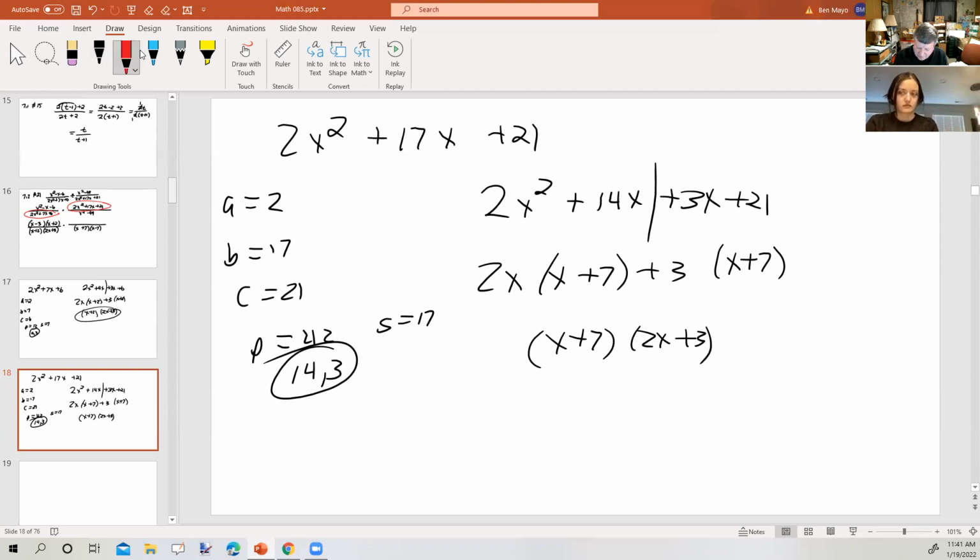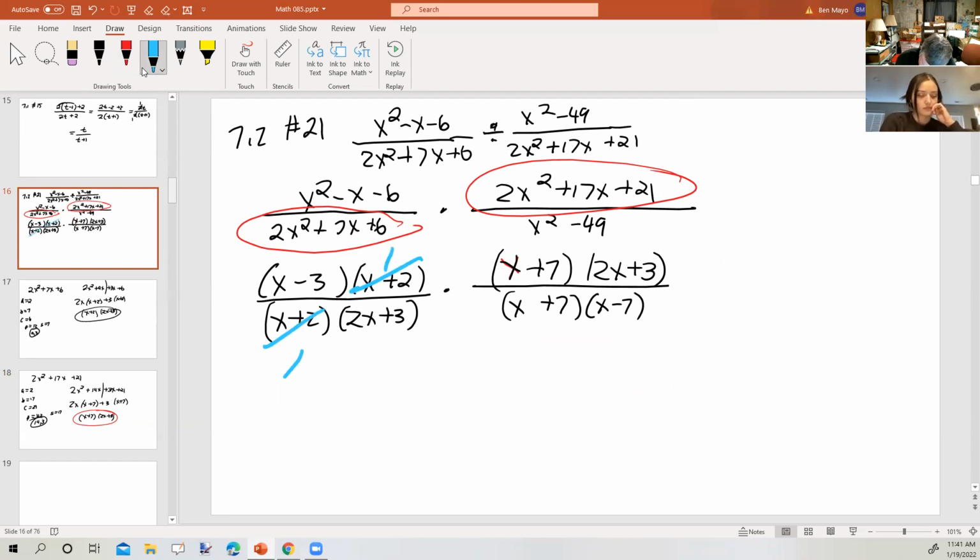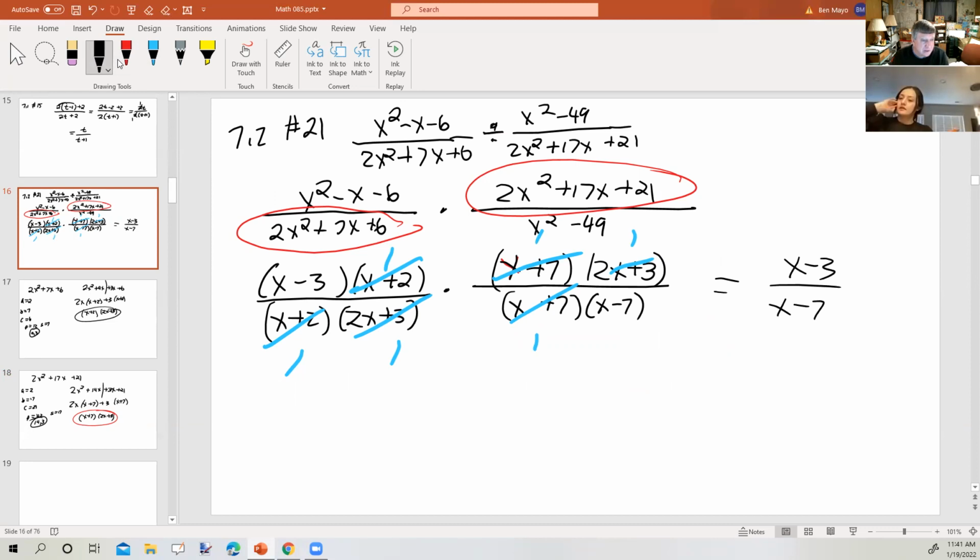Okay, so now I'm going to take that and transfer it back. X plus 7, 2x plus 3. So now I've got this whole thing factored. Let's see what will reduce out. I can get rid of an x plus 2, a 2x plus 3, an x plus 7, and I'm left with x minus 3 over x minus 7.